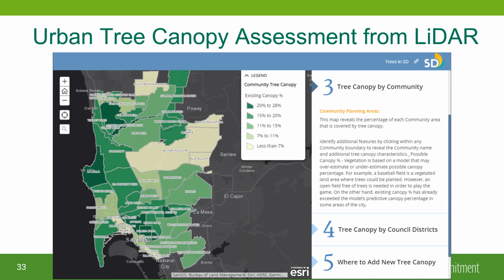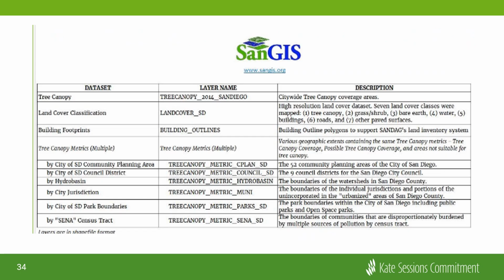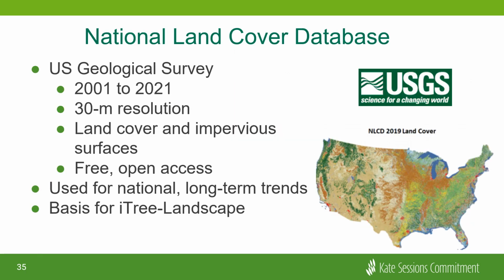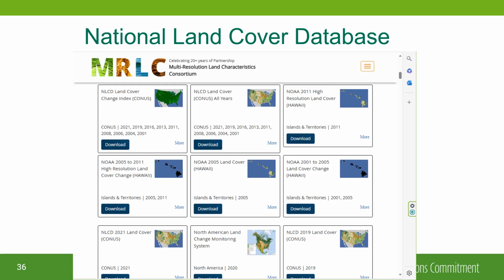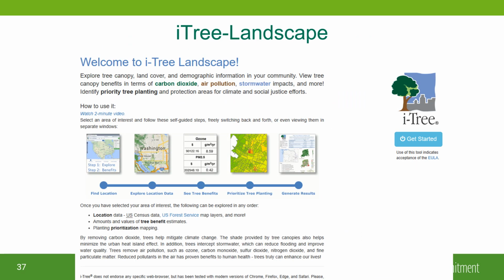The percent tree cover is displayed by council district and community, and data is available at SanGIS for various geographic areas and land uses. The National Land Cover Database has almost 30 years of data, though at a low resolution of 30 meters. It is the definitive land cover database nationally, and it is used for national environmental, land management, and modeling applications. Data can be downloaded by region and for years from 2001 to 2021.